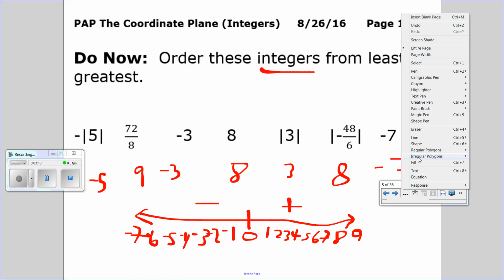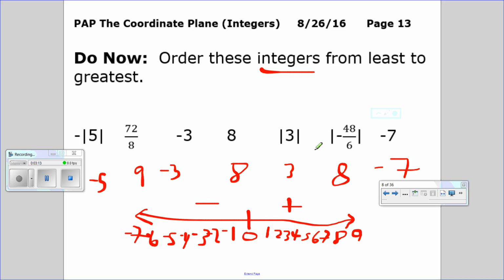Let me use a highlighter. Negative 5 is right here. 9 is right here. Negative 3 is right here. 8 is here. 3 is here. 8 is here again. And negative 7 is here. So which one is the least? Remember, on the number line, it goes from least to greatest. So the order is negative 7, negative 5, negative 3, 3, 8, 8, and 9. Negative 7 is the least integer here, while 9 is the greatest integer.